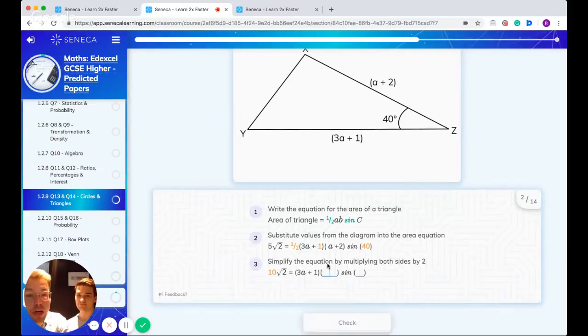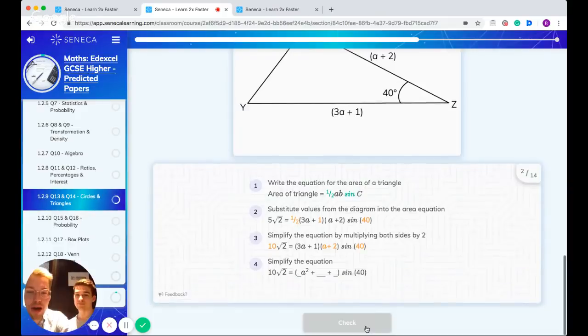I don't like fractions. Fractions make me feel anxious, and if I can get rid of anxiety, I'm gonna do it. So I'm gonna times everything by 2. So then I've got 10√2 equals (3a + 1), which is A, (a + 2), which is B, sine 40, which is our angle C. All slotting together nicely. I love it when a plan comes together.